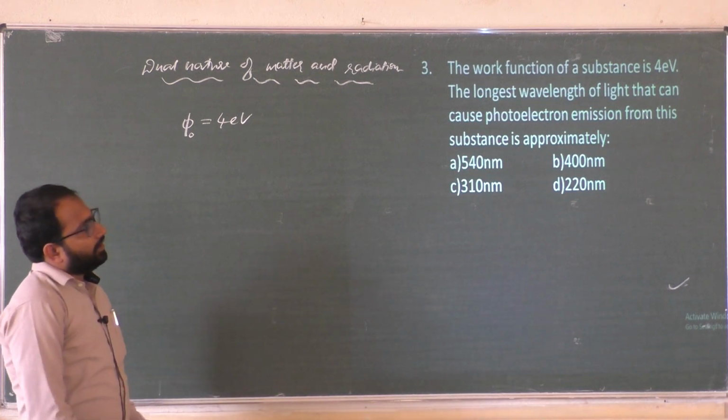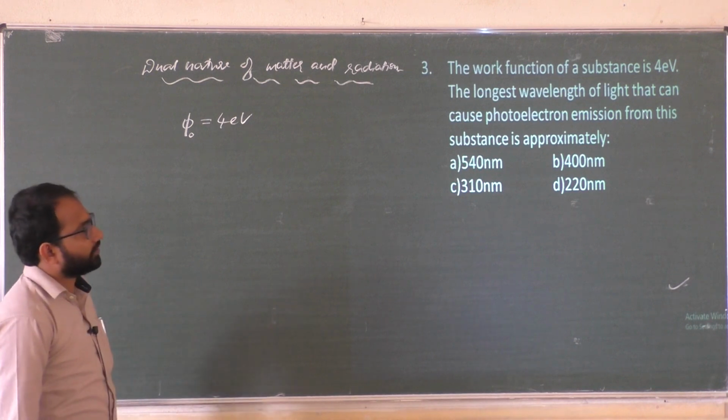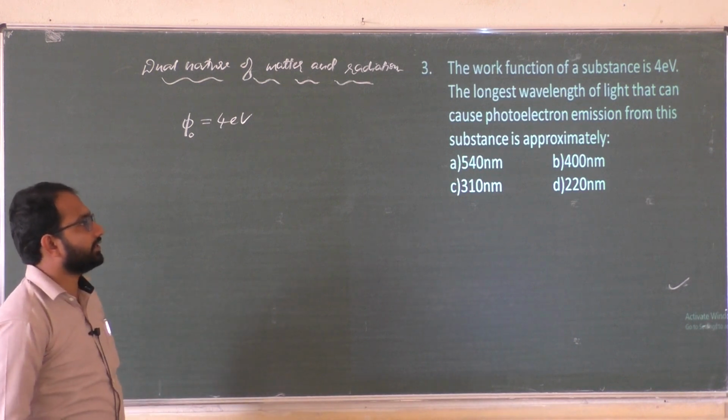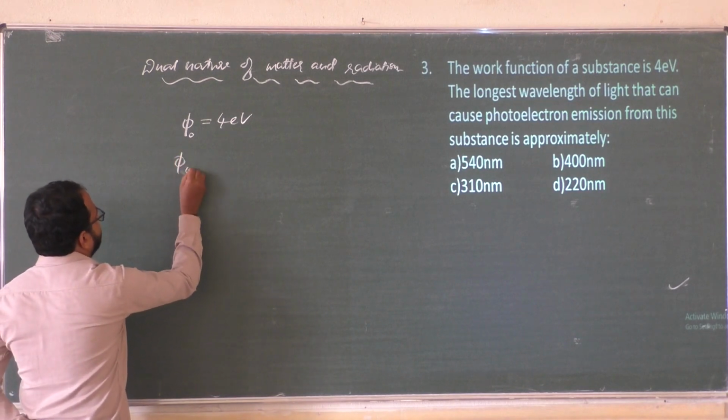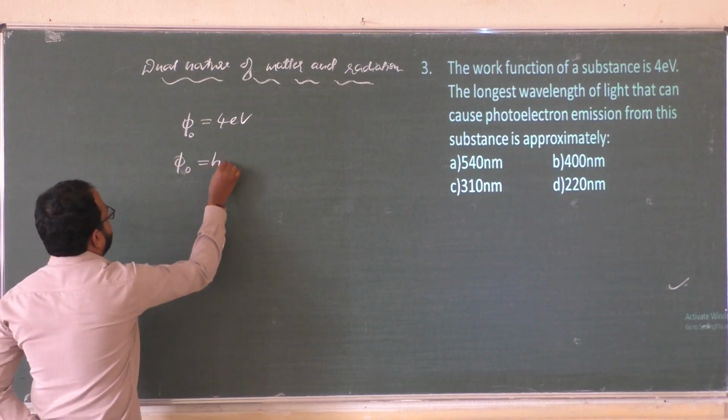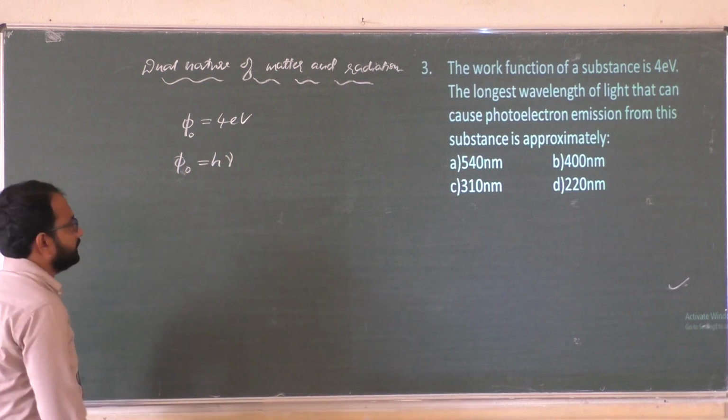Okay, work function is given, 4 electron volt. So how do you calculate the longest wavelength? Okay, you know phi naught is equal to h nu, right?